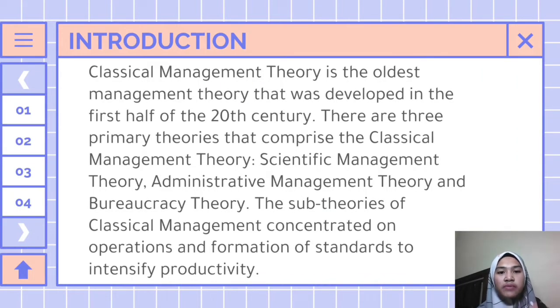Introduction. Classical management theory is the oldest management theory that was developed in the first half of the 20th century. There are three primary theories that comprise the classical management theory: scientific management theory, administrative management theory, and bureaucracy theory. The sub-theory of the classical management concentrates on operation and formation of standards to intensify productivity.